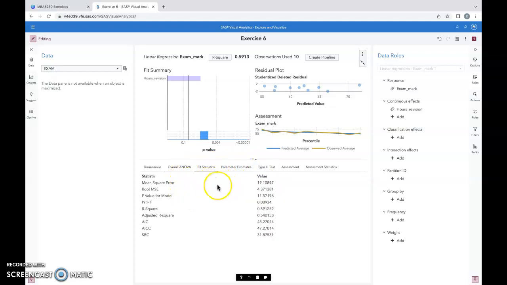And this is going to be the most important subcategory, and that's going to be fit statistics. So as we can see, the R square is 591252, and we're going to compare that to the 540158.